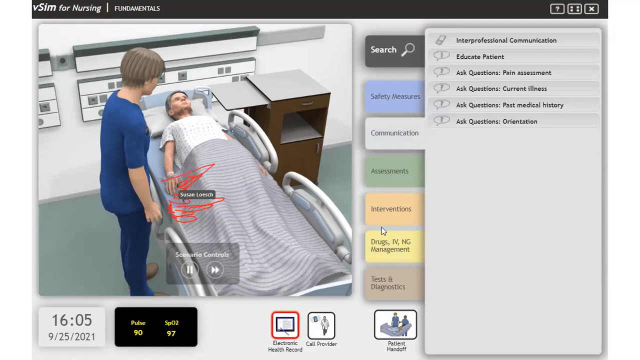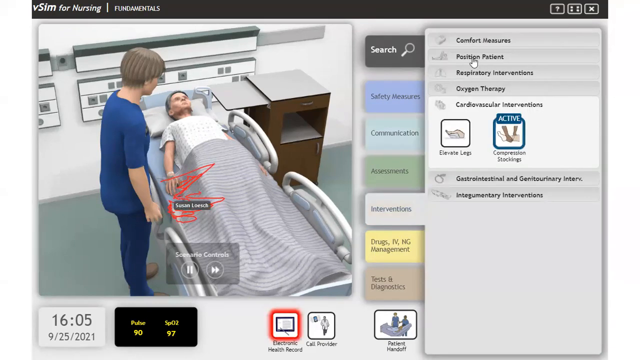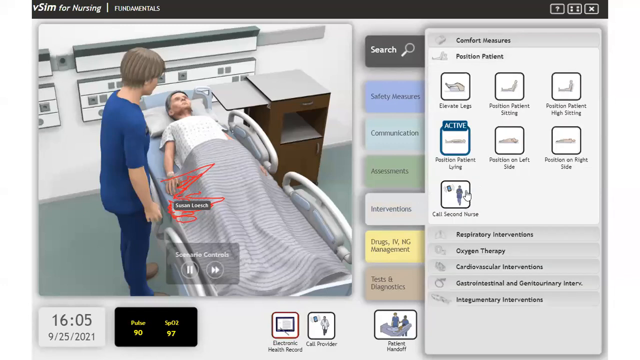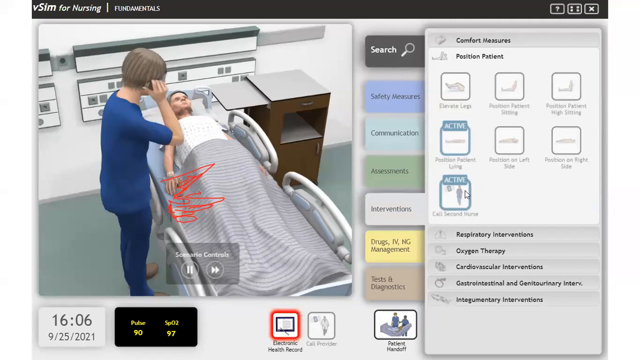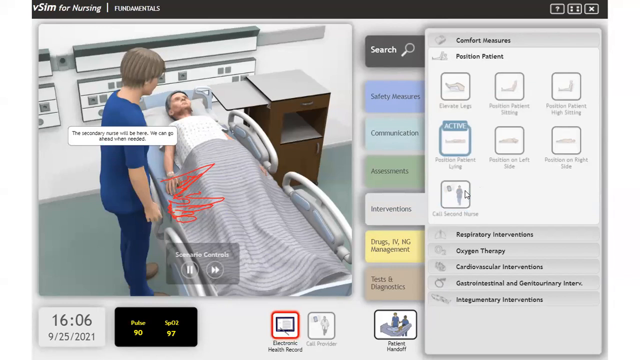We have to reposition her. So to do that, you got to go where it says physician patient, and you got to call for a second nurse first. I'm going to ask the secondary nurse to come help me with repositioning you on your side. The secondary nurse will be here. You can go ahead when needed. So once she tells you the secondary nurse is there, you can go ahead and reposition.